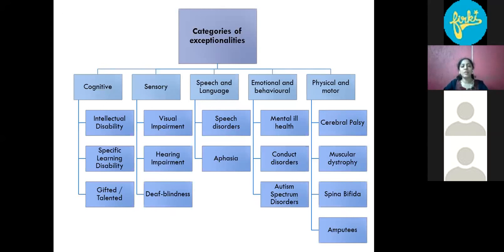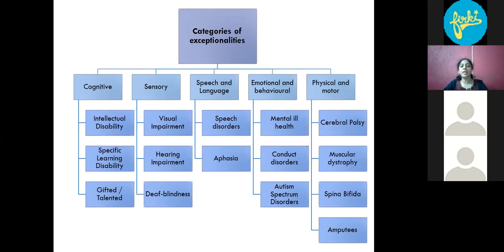When it comes to the sensory based exceptionalities, we look at visual impairment, which includes total blindness as well as those having low vision. We also look at individuals having hearing impairment, those having complete deafness and those who are hard of hearing. And lastly, as a dual sensory impairment, there is deaf blindness. These individuals cannot hear, they cannot see, and it leads to multiple disabilities as well.